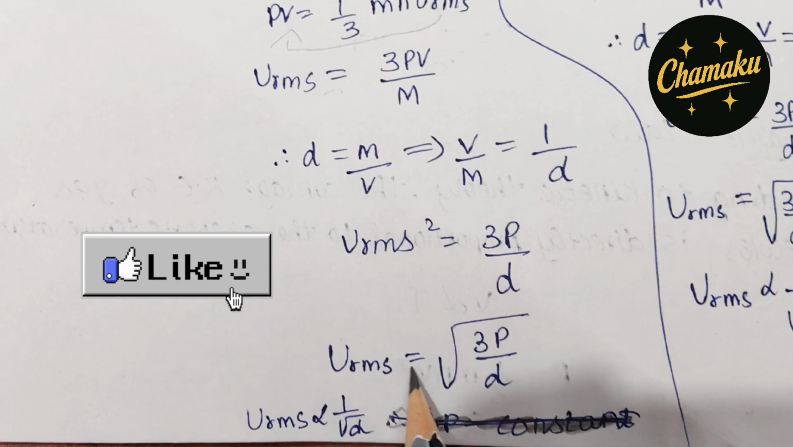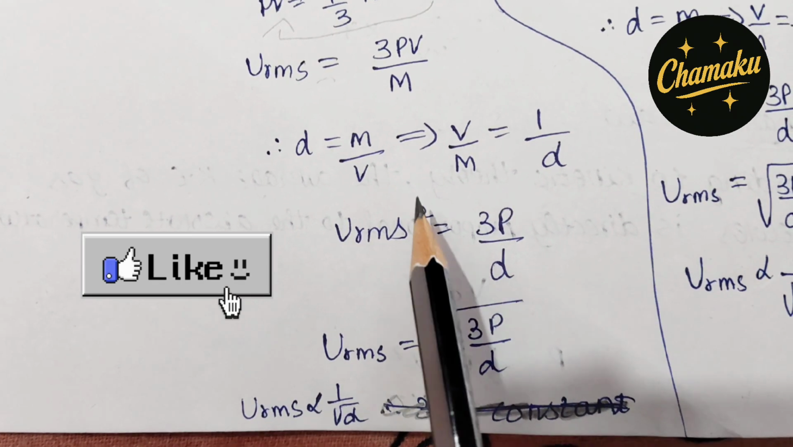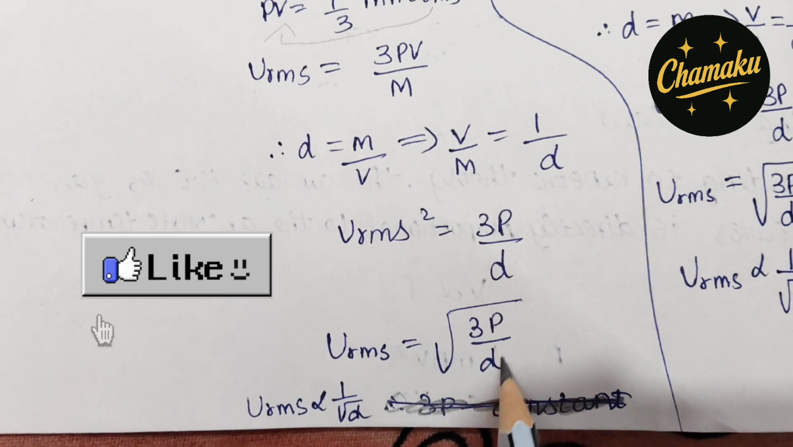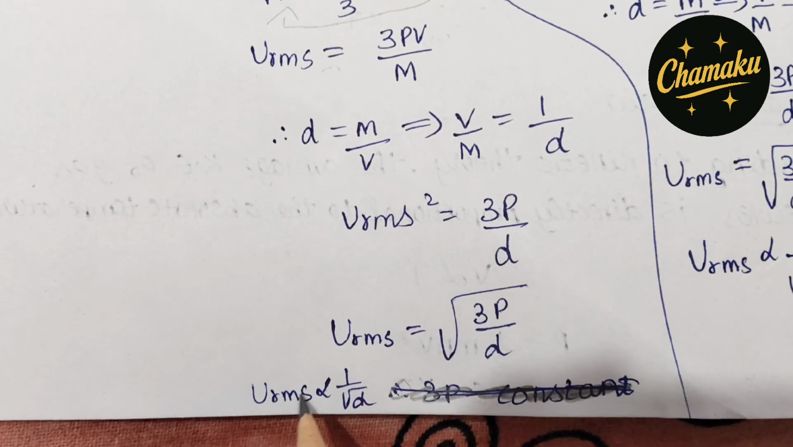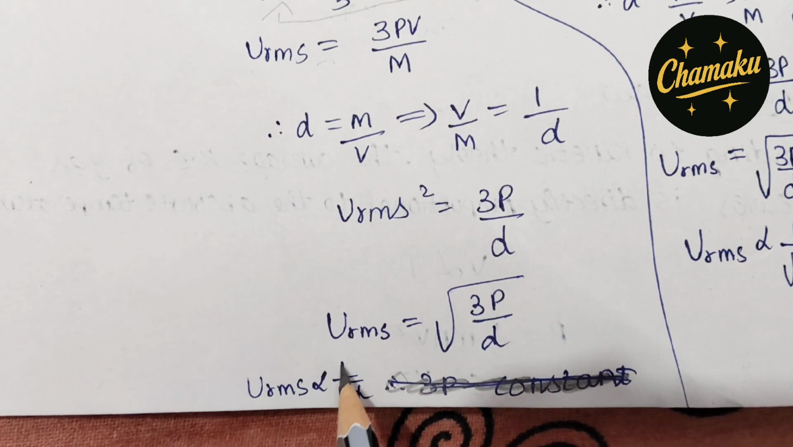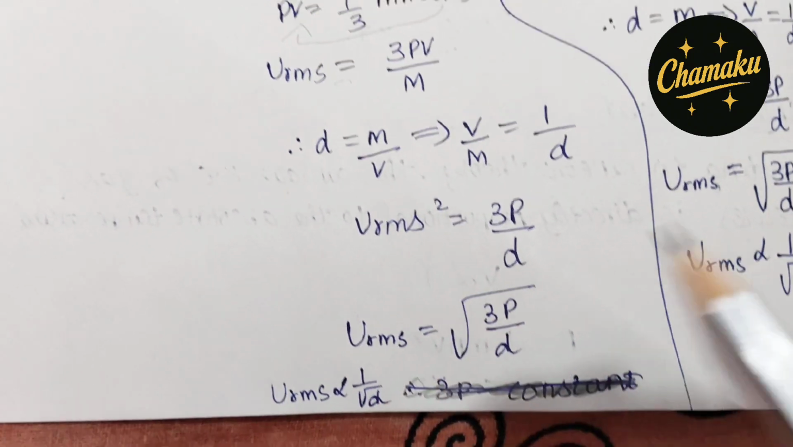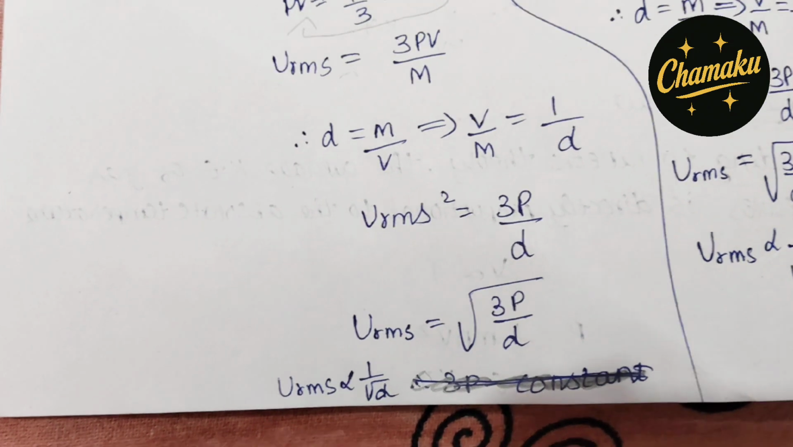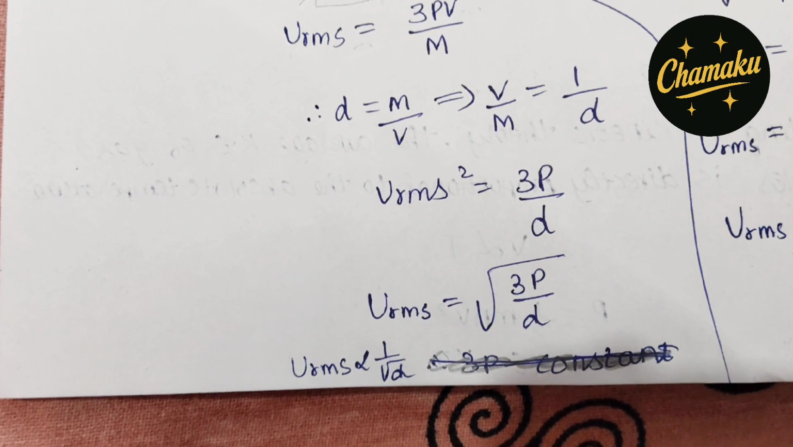So therefore URMS is equal to root. The square will be going to that side, so it will become root. So root 3P by D. So therefore URMS is inversely proportional to 1 by root D. So hence Graham's law in the kinetic theory of gases is solved.